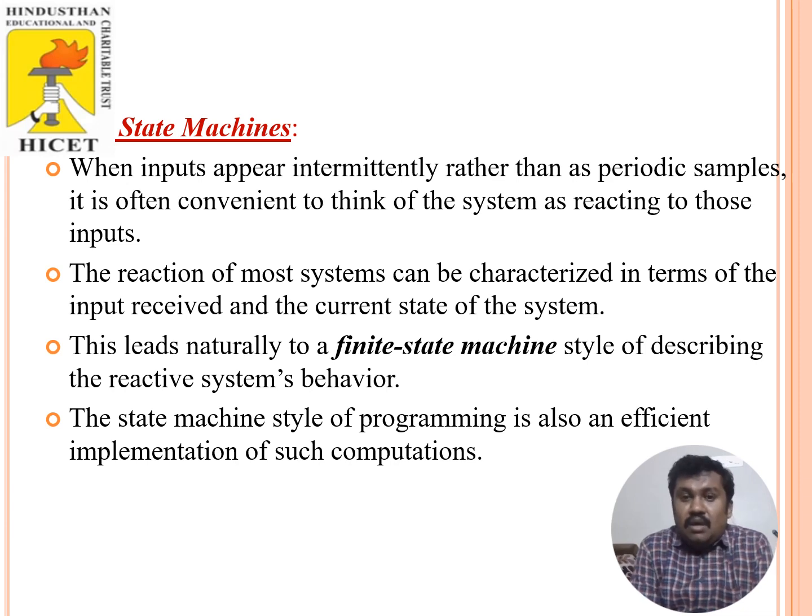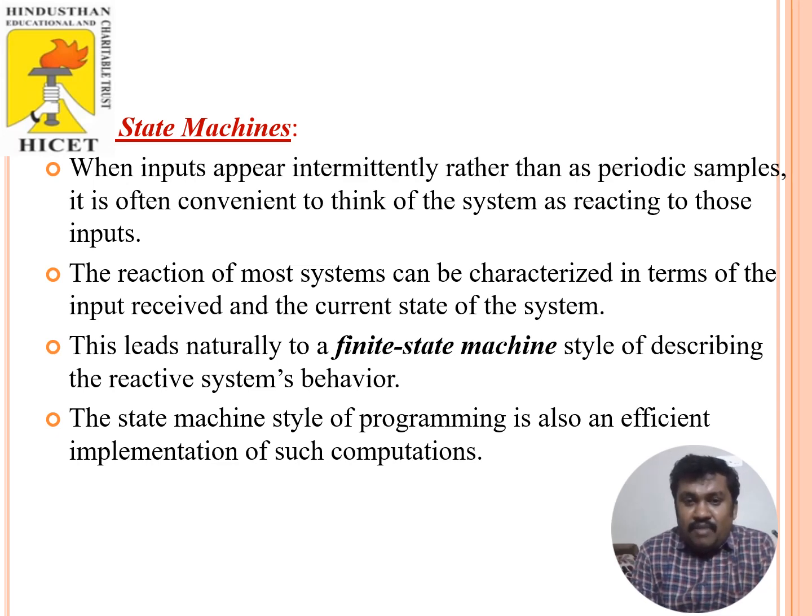So we have to see, if you focus on one node, what is the importance of the node, and what changes it will make to the other nodes. Then we go to the other node that acts as your current node. Then we have to see what is the usefulness of that particular node. So this leads to a finite state machine style of describing the reactive system's behavior. The state machine style of programming is also an efficient implementation of such computations.